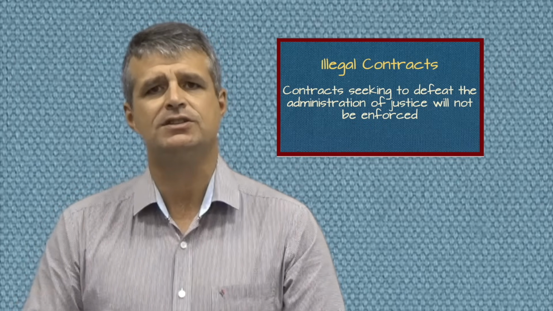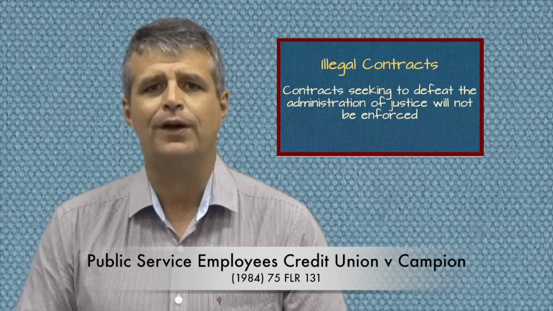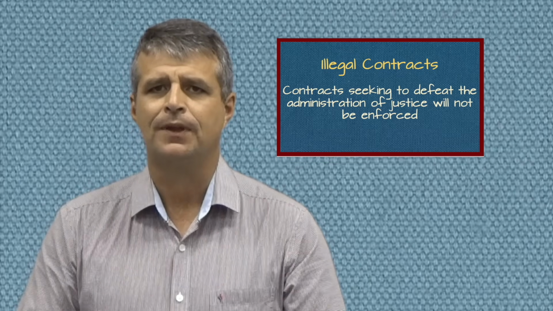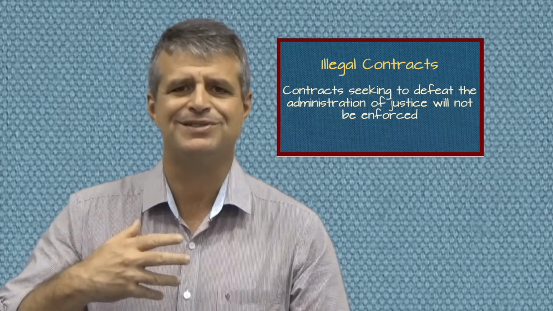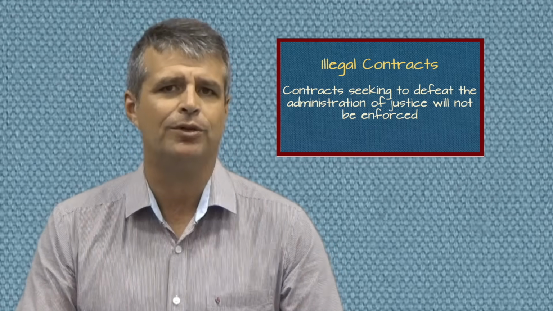Next, the courts won't enforce contracts which seek to defeat the administration of justice. So if I found out that while you were mowing my lawn you'd also stolen some items from me, I can't make a contract with you that says if you return those items and pay me $1,000 I won't report the matter to police. That's a contract the courts just won't enforce.